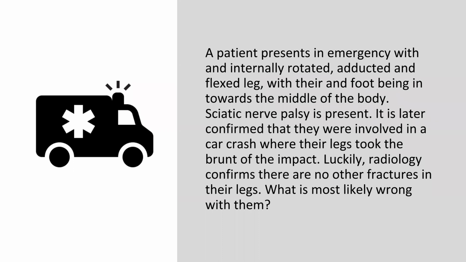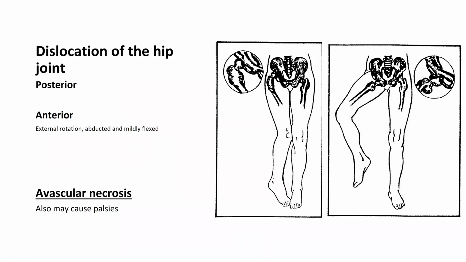So you want to be thinking, when you're looking at this, about the placement of the leg and what that indicates. If you have their foot being towards the middle of their body, adducted with their flexed leg, and then the hip popping out as a result of that, it's most likely going to be a dislocation of the hip joint. This one is presenting as a posterior hip dislocation, which is the most common type of hip dislocation.